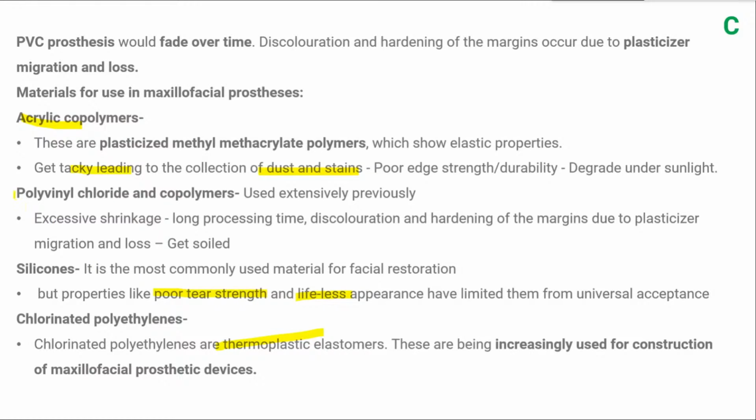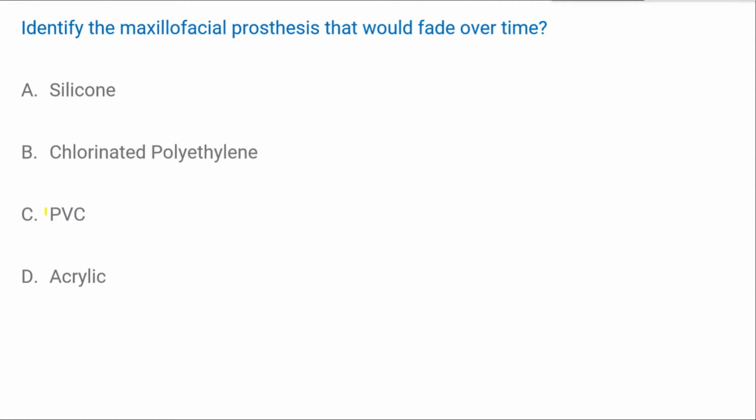When it comes to these PVC polymers, they were used extensively because they were very easy to fabricate and they had a good life. Okay, they were able to give a good prosthesis, but the only problem with this is hardening of the margins and discoloration will occur due to the plasticizer loss over time. We are talking about time, which will fade over time. Because of this plasticizer loss, there will be discoloration and hardening of the margins. That is why the most probable answer for this would be PVC.